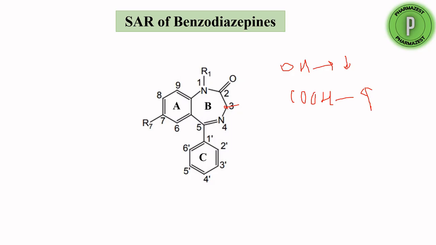And at position 5, introduction of any ring-like structure like this phenyl ring or any alpha pyridyl structure or any cyclic alkyl group, any such cyclic groups, increase the activity or potency of these benzodiazepine drugs. And then position 7. This position 7 is also very important for the activity of benzodiazepines. At this position 7, if you introduce any electron withdrawing groups like halogens, chlorine, bromine or else nitro groups, they increase the potency of these benzodiazepines.